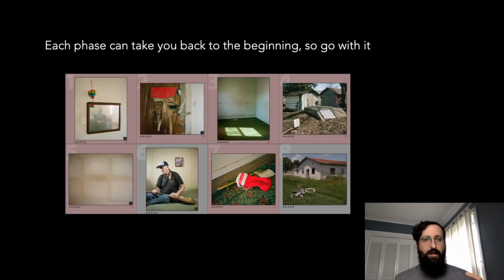So every time we go through this process, each of those phases is going to take us back to the beginning. It may be a very short run. You may make some pictures, go to the editing phase, and realize all of your pictures are out of focus. That there's something wrong with your lens, or something wrong with your technique, and all the pictures are bad. So you go back to the shooting phase.